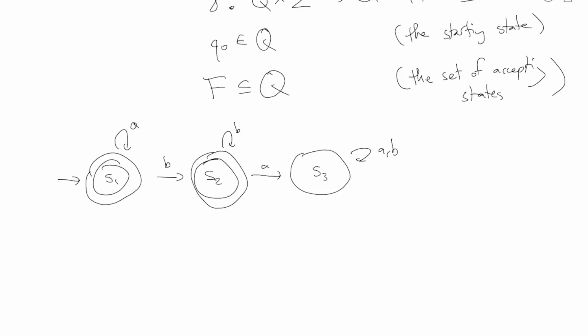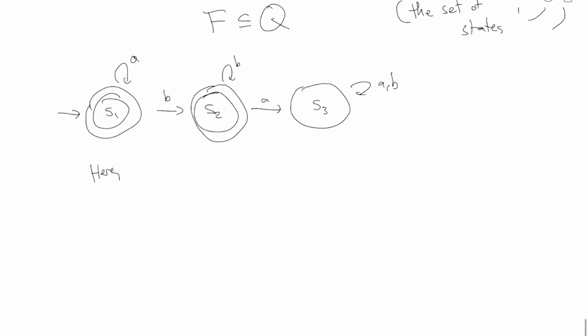All right. So here, let's just say what each of these things are. The Q is the set of states. That is, you would write it with the curly brackets, S1, S2, S3, right? Every set is written with the curlies. The sigma is the alphabet, which is A and B. That is to say, it is the set A comma B. That's the alphabet.